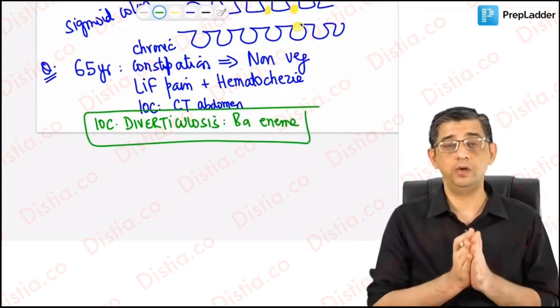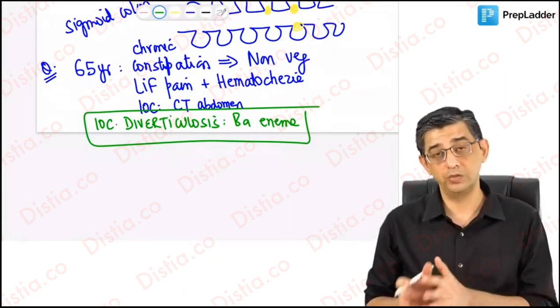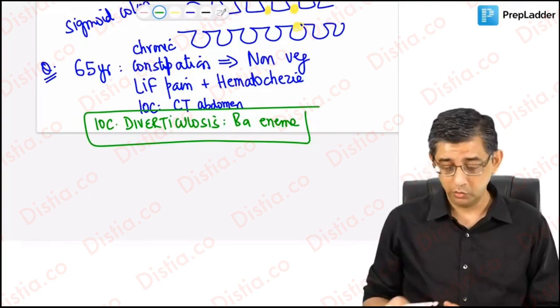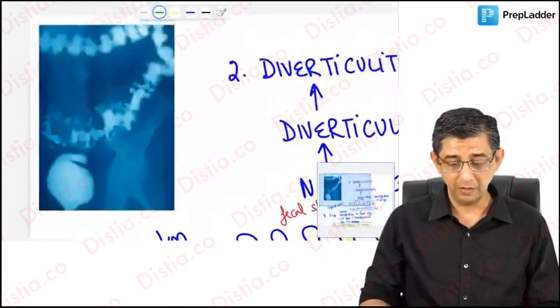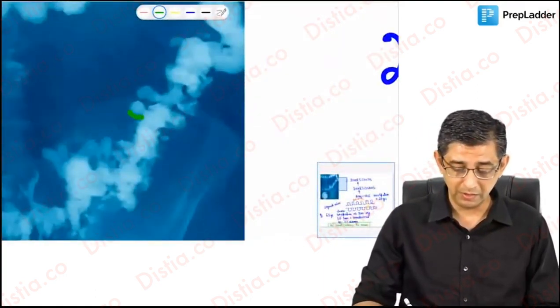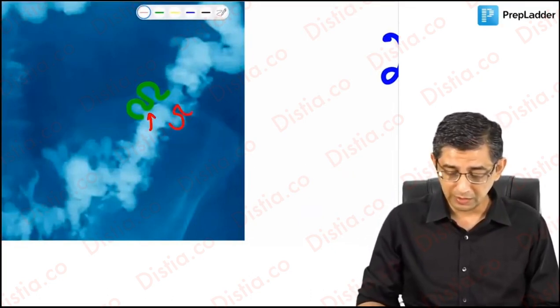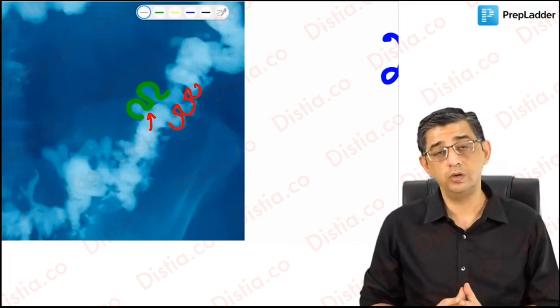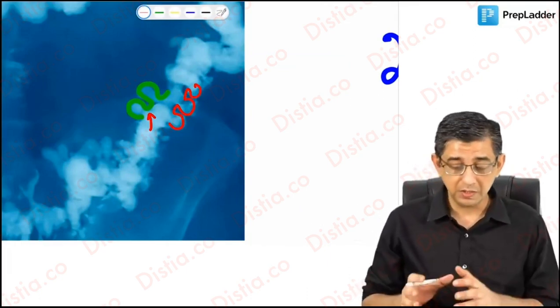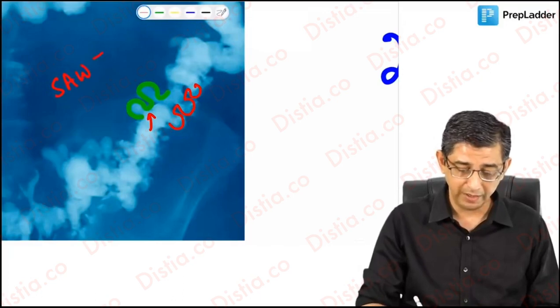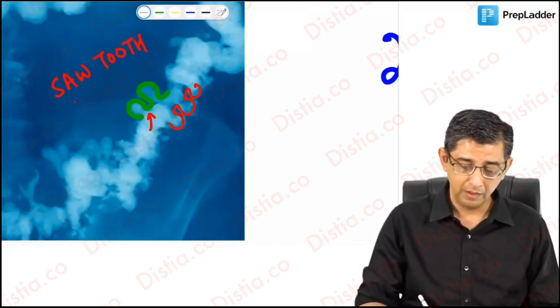If I simply asked you how do you identify diverticulosis, barium enema, whereas diverticulitis is going to be answered as CT abdomen. You see, because this is a very classical figure, you can see the outpouchings which are present in this case. You can definitely make out the appearance of these sacculations in the sigmoid colon of the person. So this physical appearance that I've highlighted before you is technically represented as a sawtooth pattern.